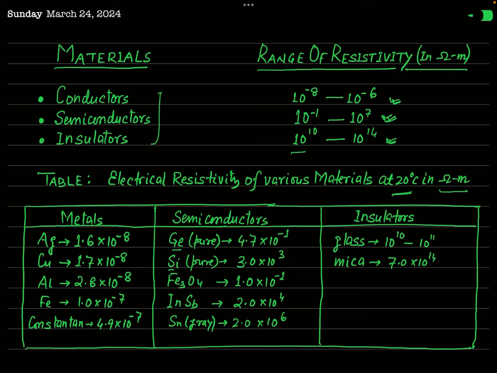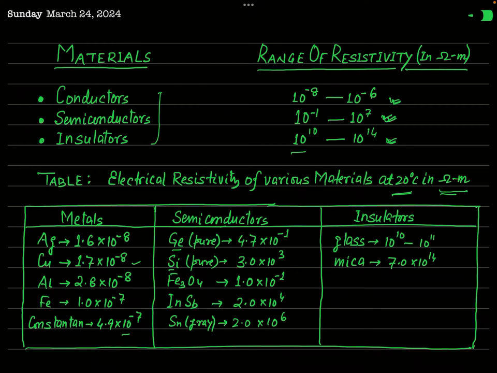You can see that the resistivity of metals like silver, that is Ag, is 1.6 into 10 to the power minus 8 ohm meter. All values are in ohm meter. And similarly, copper has a resistivity almost equal to Ag, and that is 1.7 into 10 to the power minus 8 ohm meter. And you can see the values of resistivity for aluminum, Al, and Fe, that is iron. And constantan has a resistivity of 4.9 into 10 to the power minus 7 ohm meter.